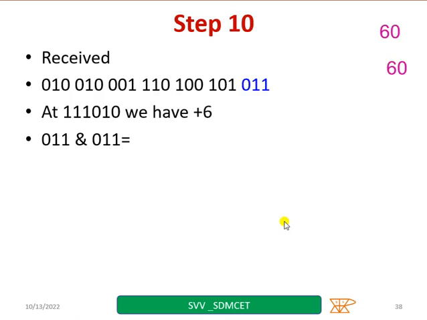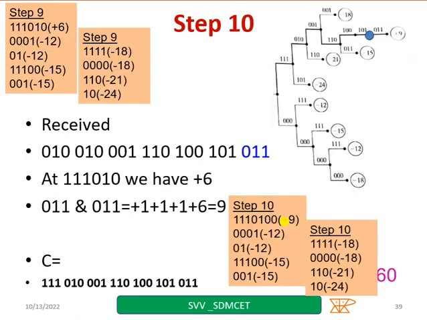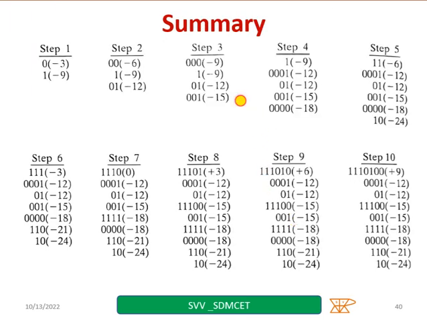Similarly, step number 10, I am following the same procedure. Again I am finding at step number 10 the answer 1110100. Now I am writing this: received is this, and decoded is 1110100. So this is the summary for each step of what I got up to the 10th step. Pause the video, you can revise the video and try to understand.